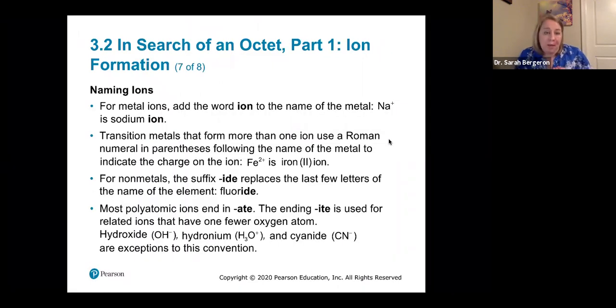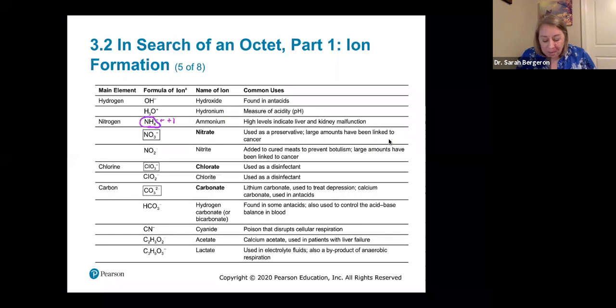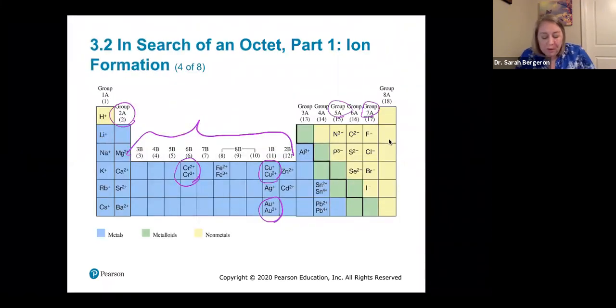Now, when we talk about them, we have to name them specifically, because if I just tell you an atom name, then I'm talking about the neutral atom. So we need to be specific. And if it's an ion, say it's an ion. So if it's a metal ion, all we do is add the word ion. So if it's sodium, that's the sodium ion. So where are metals? These are the blue ones. So if you had potassium, potassium ion, rubidium, that's the rubidium ion. Cesium, cesium ion. Really easy.